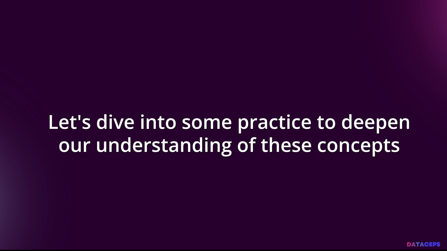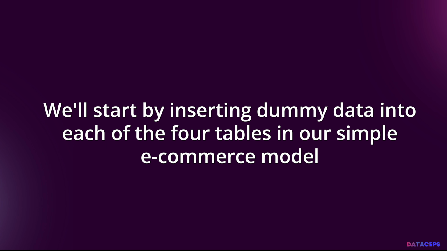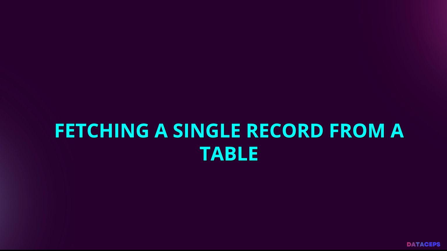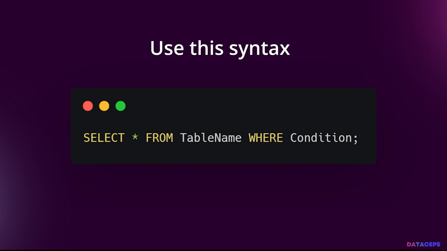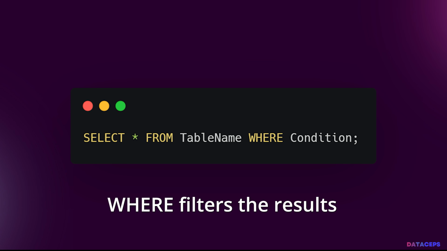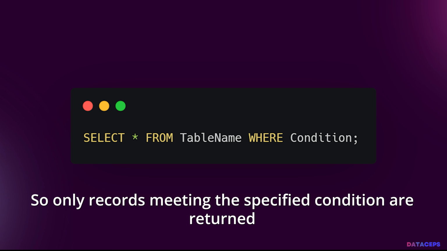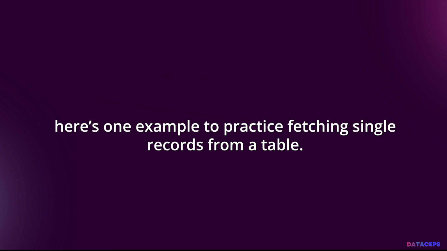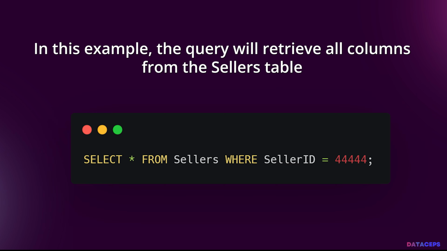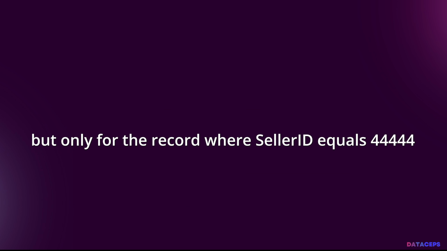Let's dive into some practice exercises to deepen our understanding of these concepts. We'll start by inserting dummy data into each of the 4 tables in our simple e-commerce model. Fetching a single record from a table. To select all columns for a specific record in a table, use this syntax. In this statement, where filters the results, so only records meeting the specified condition are returned. The system searches for records that match the condition provided after where. Here's one example to practice fetching single records from a table. In this example, the query will retrieve all columns from the sellers table, but only for the record where seller ID equals 44,444.